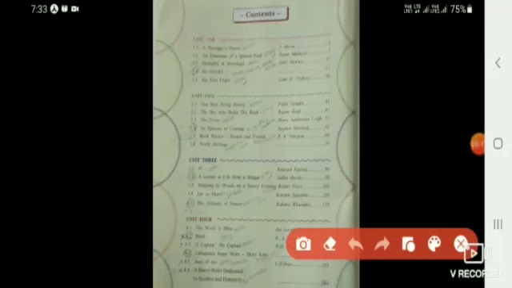There are 4 units: unit number 1, unit number 2, unit number 3, and unit number 4. There are 8 poems in your syllabus.